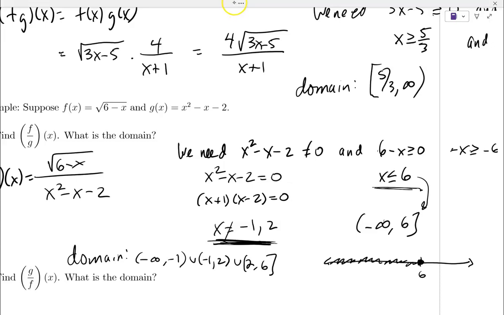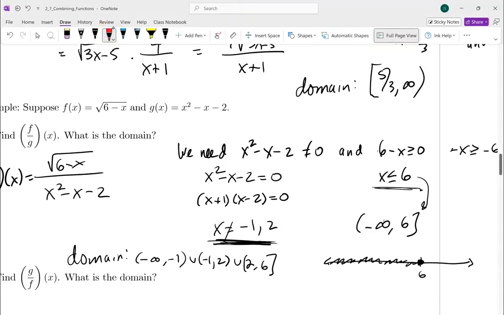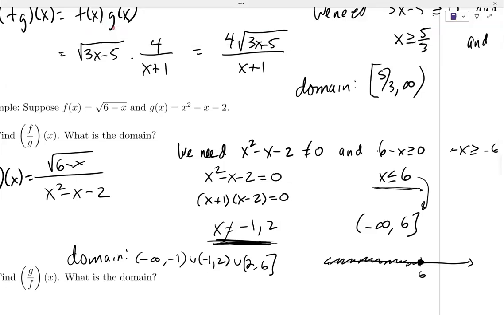If we want to delete out the -1, which would be somewhere over here, and the 2, we would have open circles, right? We delete those out. So you'd have this interval, that interval, and that interval, which is exactly what we're writing down here. So this is just a picture representation of what we have here. Questions on that?